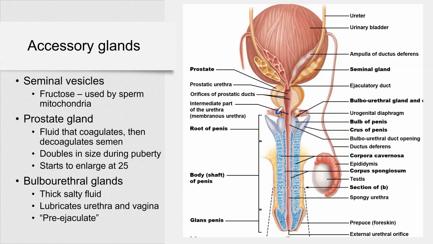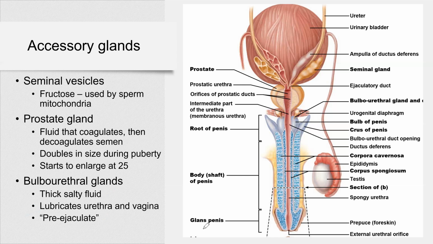Bulbourethral glands produce fluid for lubrication. It's a thick, salty fluid that lubricates the urethra and vagina, and also produces pre-ejaculate, right? That lubricates the urethra and vagina, obviously.